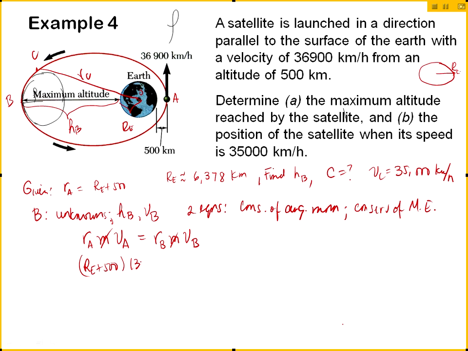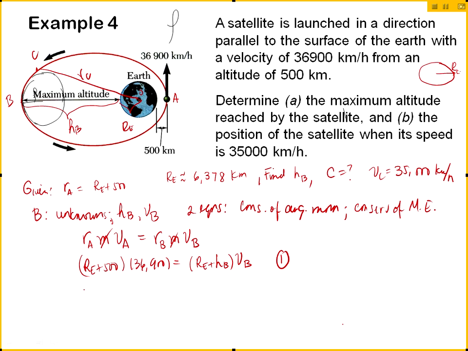What's the speed at A? It's 36,900. It must be equal to the distance at B, which is RE plus HB, which we don't know, multiplied by VB. That's going to be our first equation. And the unknowns in this first equation are, of course, HB and VB.